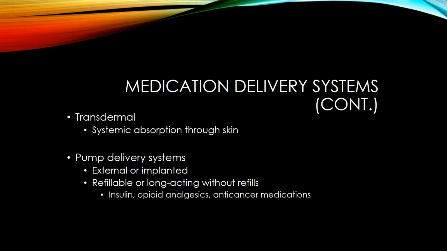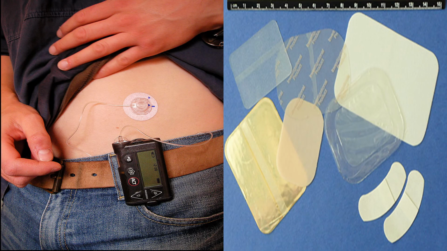Again, the pump delivery system can be an external or implanted type of medication. It can be very helpful for patients who, for instance, are diabetic. It can help with pain medication or anti-cancer medication. And this is an example of a pump, an insulin pump.